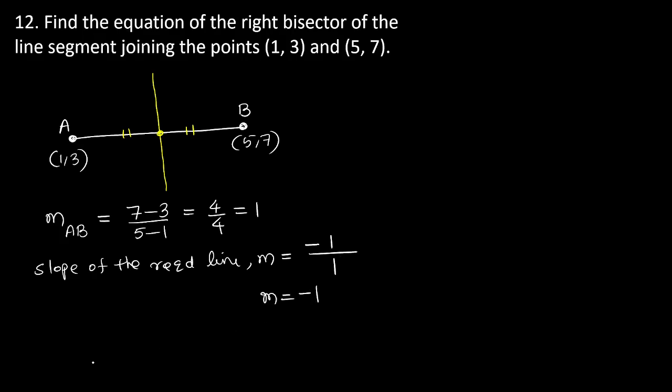M equal to minus 1. So the required line has the slope minus 1. Okay, Ashlyn, Devasri, Said, you understood? Clear? Yes, sir. Slope is okay. Any other property for this line?